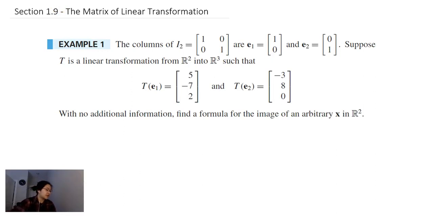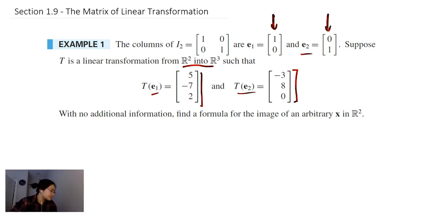Alright, so we are looking at the matrix of a linear transformation. When we have transformations, we want a formula for them, and we can use matrices, and it's pretty cool. If we have the columns of I sub 2 broken down into E1 and E2, and a linear transformation from R2 to R3, such that our transformation on E1 gives us this vector 5, negative 7, 2, and our transformation on E2 gives us negative 3, 8, 0.